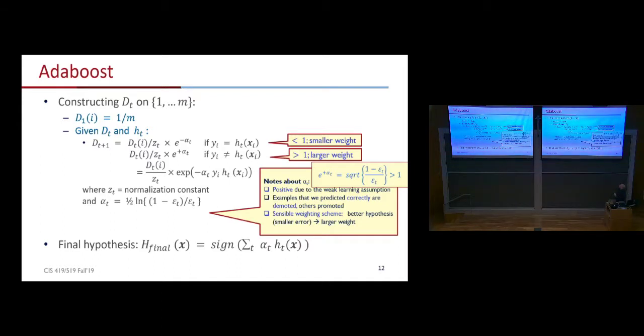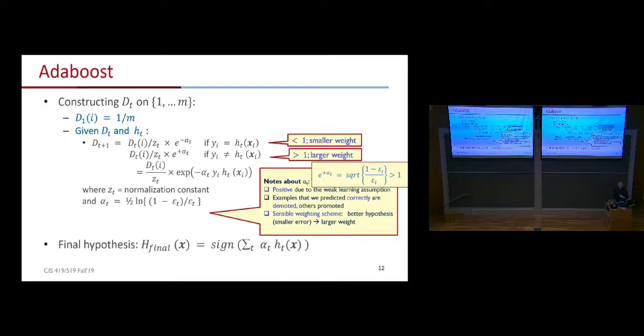I'm writing it here again. And therefore, because alpha t is positive, e to the alpha t is going to be greater than 1. E to the minus alpha t is going to be less than 1, which means that when I do not make a mistake, I'm multiplying the previous weight by something that is smaller than 1.